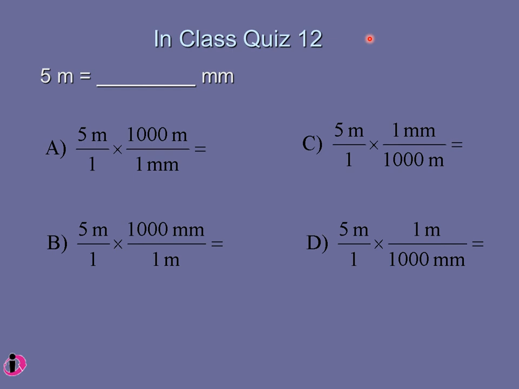So milli means what? 1 meter equals to what? 1,000 millimeters, right? So B is the right answer, right? Because you are cancelling milli and milli. 1 meter equals to 1,000 millimeter. So it will be 5,000 millimeter. So the right answer is 5,000 millimeter, which is B.